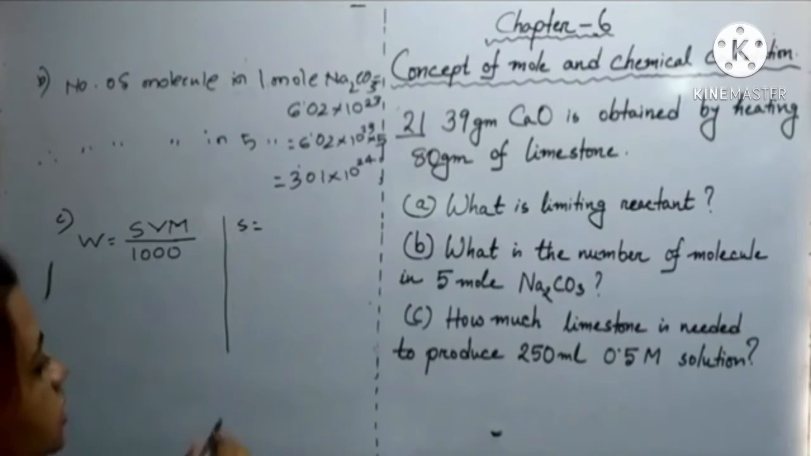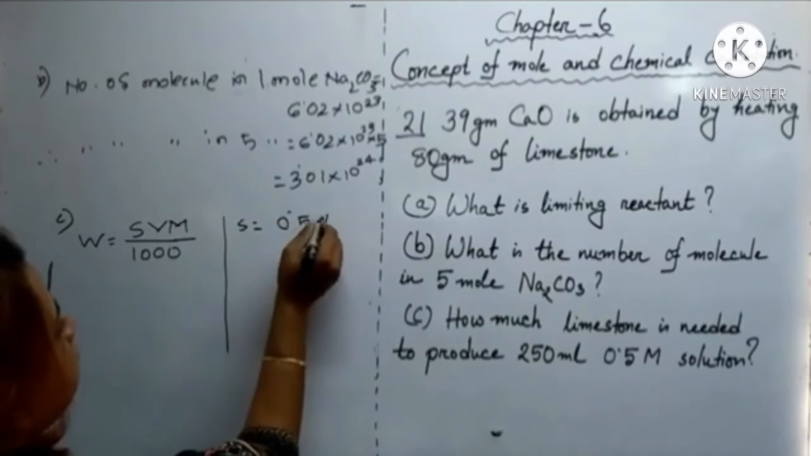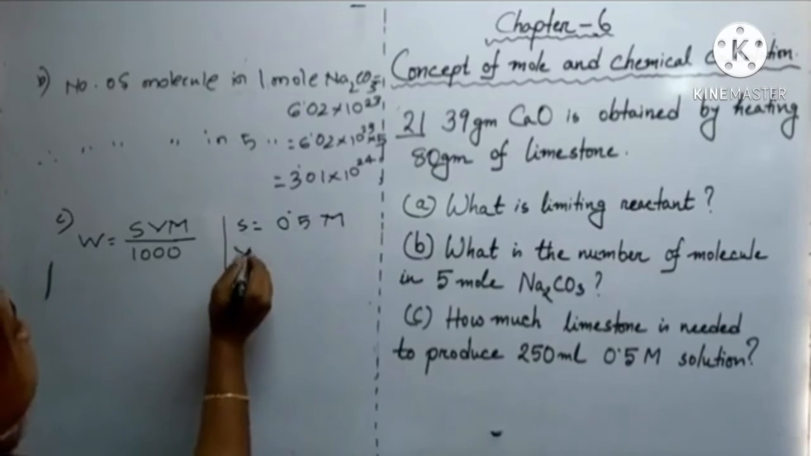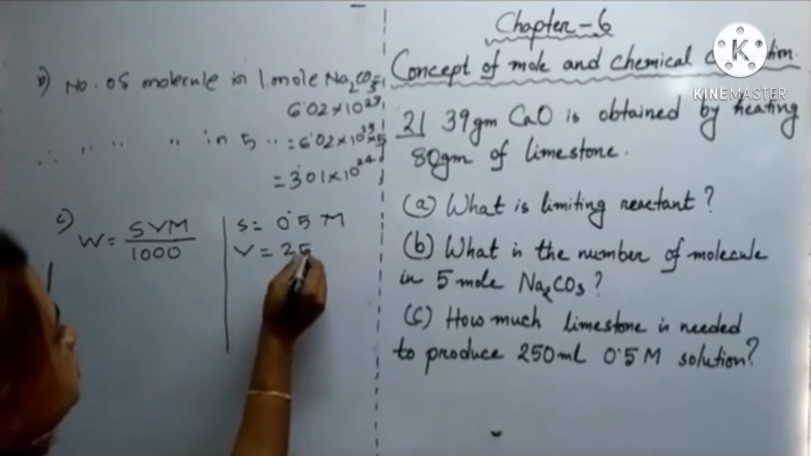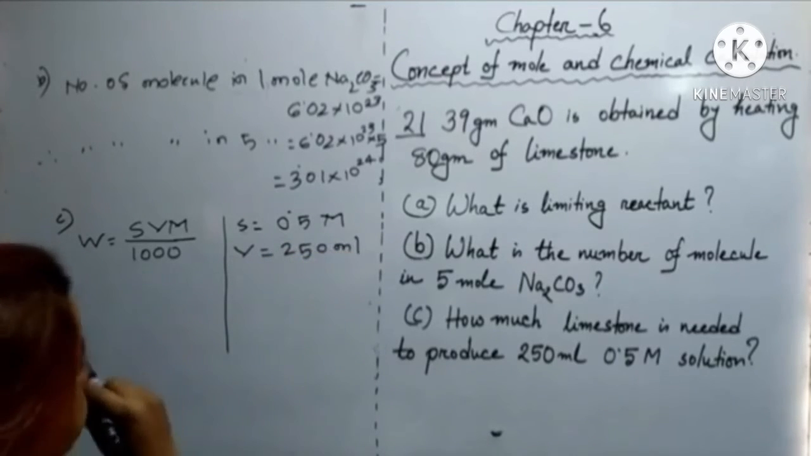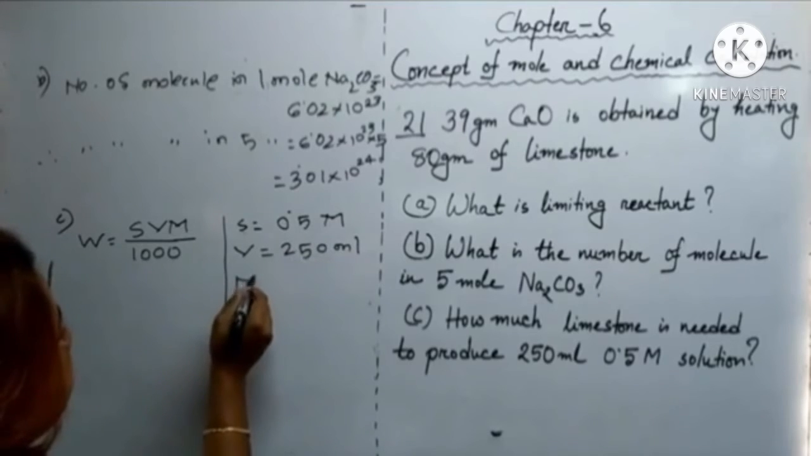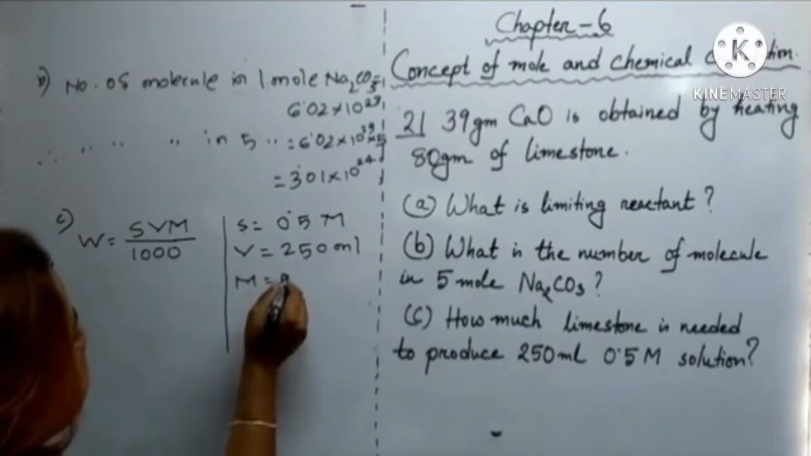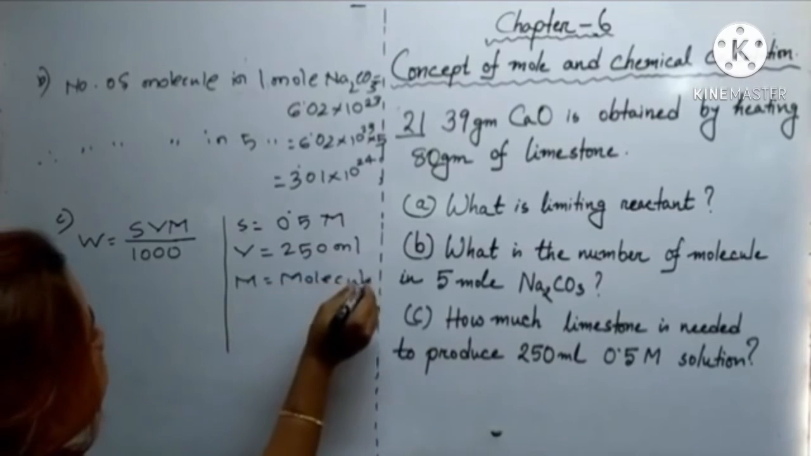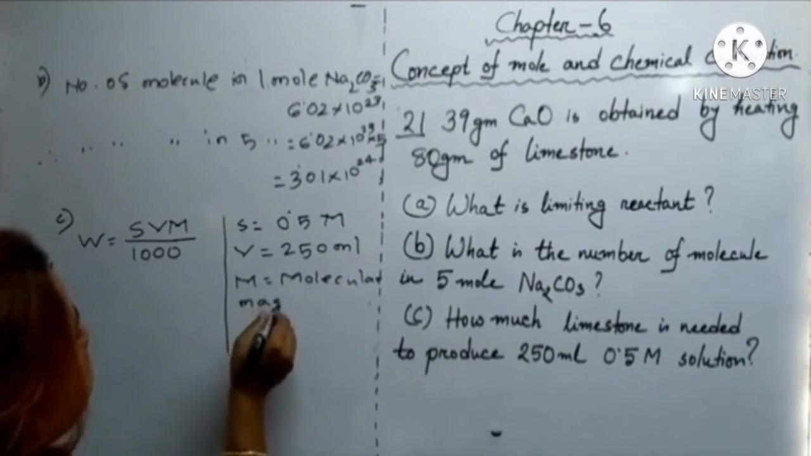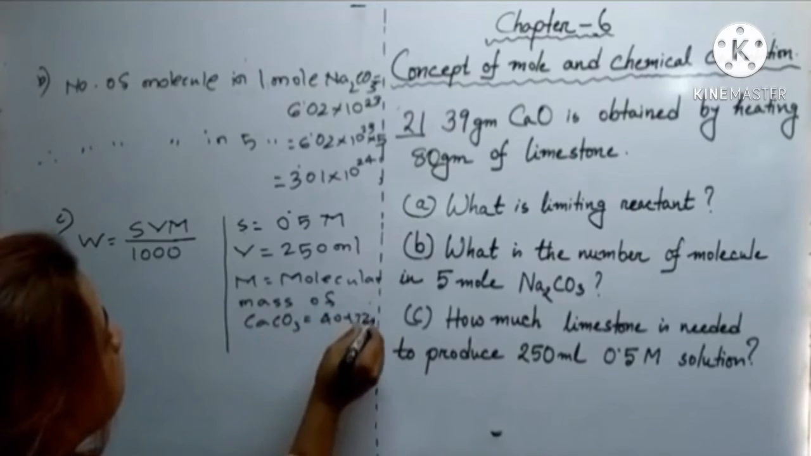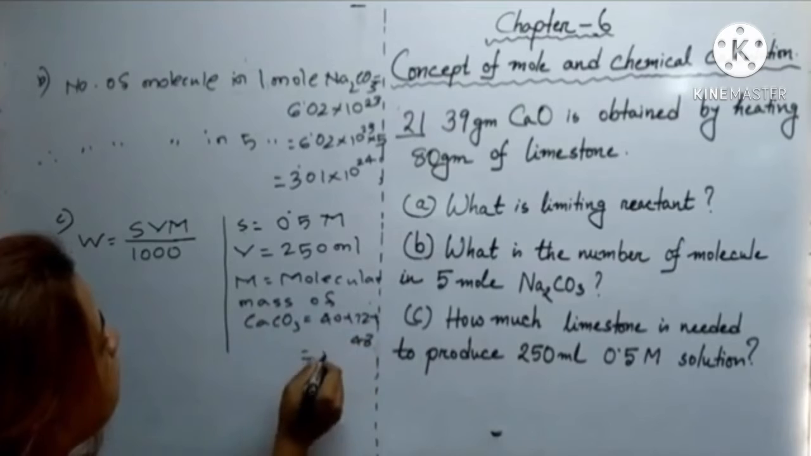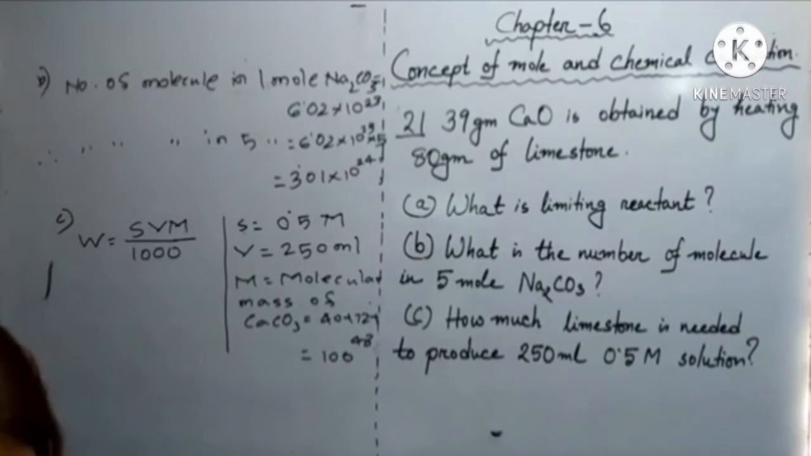Here S is equal to concentration. What is the concentration? 0.5 molar. V is equal to volume. Volume is equal to how much? 250 ml. Then M is equal to the molecular mass of calcium carbonate. The molecular mass of calcium carbonate is equal to 100. Is that clear?